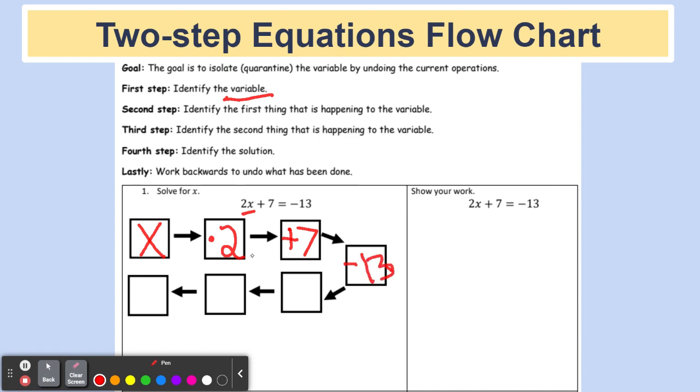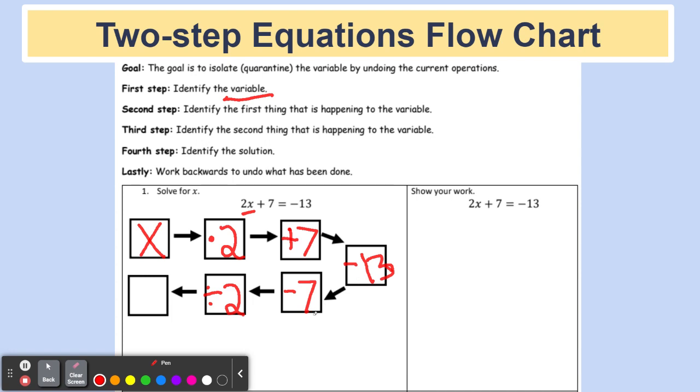So now to solve for x, I need to undo what has been done. So I'm going to start with the plus 7. I'm going to undo that. What's the opposite of adding 7? Subtracting 7, because the opposite of addition is subtraction. And what's the opposite of multiplying by 2? That's dividing by 2. So I take my negative 13 and I subtract 7.